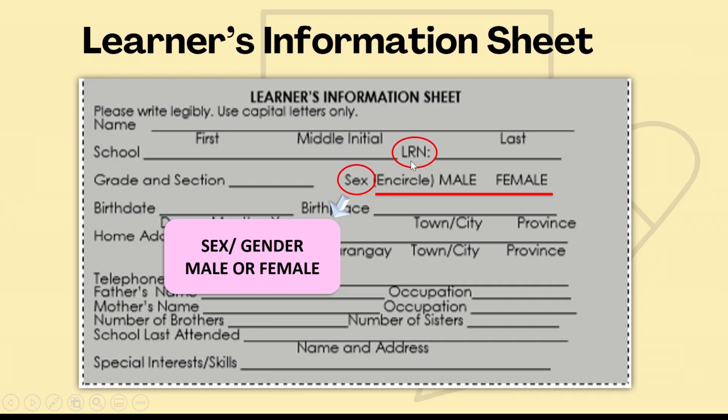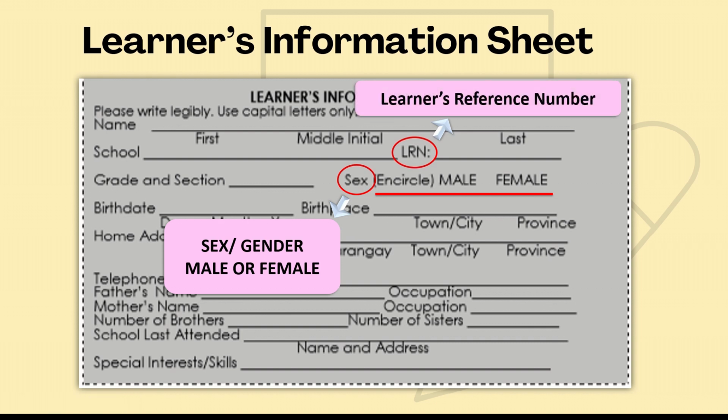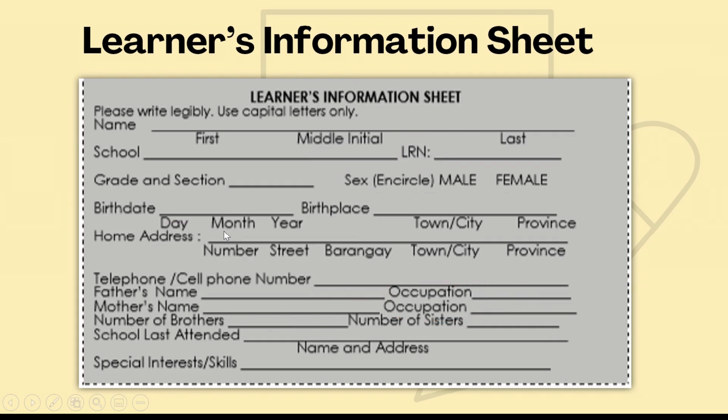Next is the LRN. LRN is Learner's Reference Number. It can be found in your ID or in your report card. You can also ask your advisor to give your LRN. Next is occupation. When you say occupation, ito ay ang trabaho. And you also have to fill out home address.